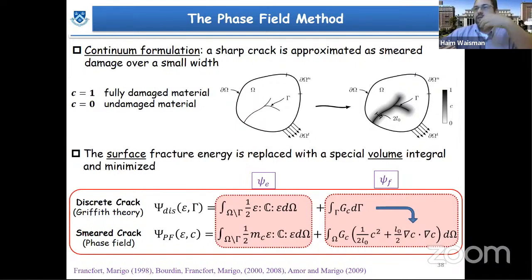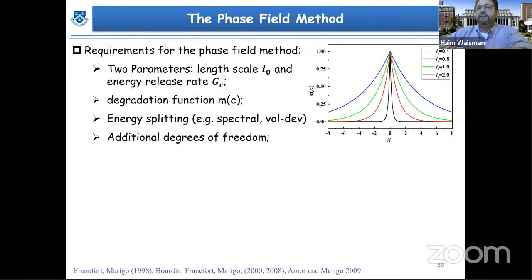But when you have plasticity and coupled physics, this cannot be done in this way. And one has to approach the derivation from a thermodynamic point of view, which is what I've done in my papers. And so at the end of the day, what you need for a phase field method, you need basically two parameters. One is the length scale parameter, how much the crack is spread over a certain distance. This is defined by L0.